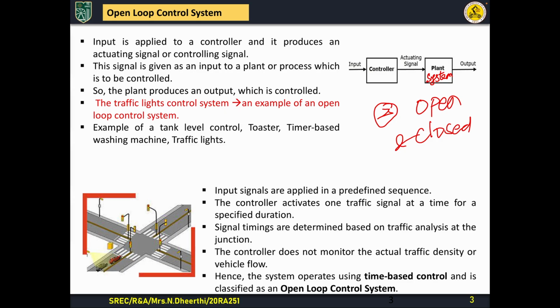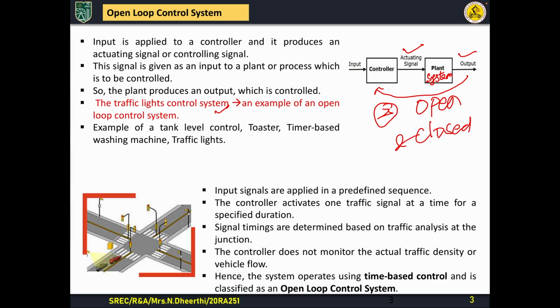You give an actuating signal to the plant or system, and you get an output. Your input is given to the controller, the controller produces an actuating signal, and that signal is given to the plant or system, and you get an output. So here your system produces output which is controlled by your input. This is the open loop control system. A traffic light control system is a very good example. Other examples are the washing machine, tank level controller, and timer based washing machine.